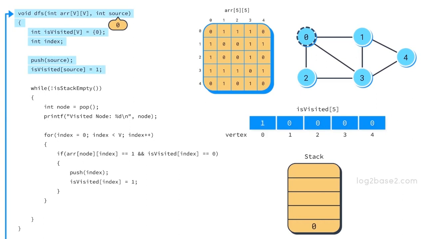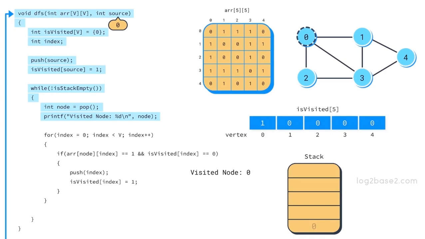Now we have to visit its neighbors. For that, we can use a while loop till the stack becomes empty. First, remove the element from the stack and store it in node. So 0 is popped and stored in node. And now print 0 is visited.